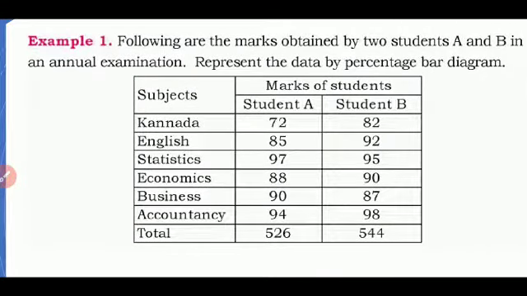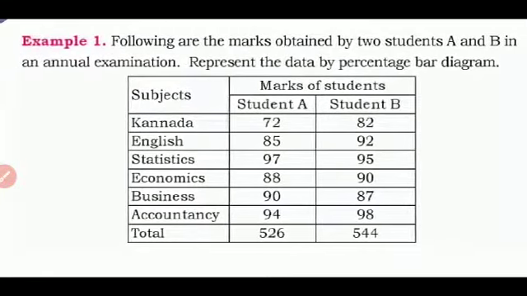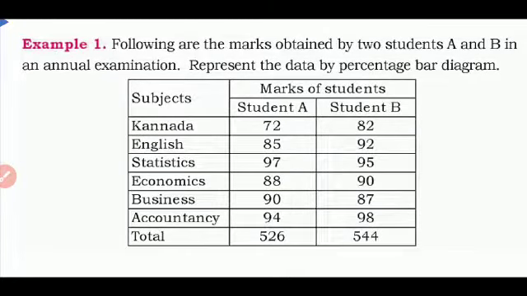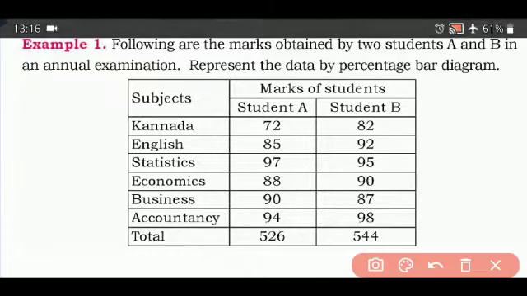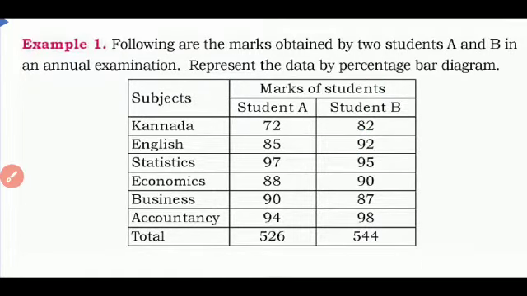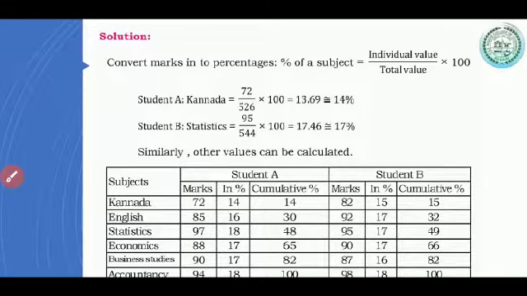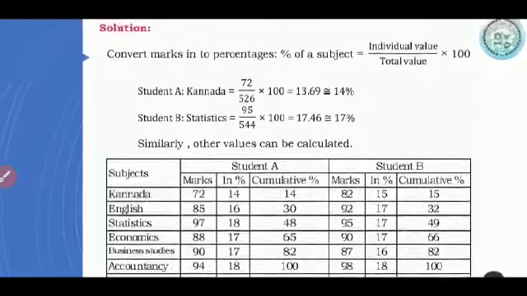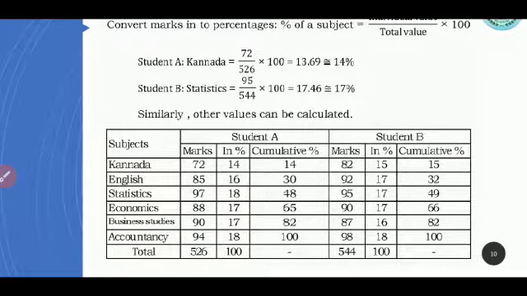Following are the marks obtained by two students A and B in an annual exam. Represent the data by percentage bar diagram. Now for student A you are going to do it separately, and for student B also separately. I hope the calculation is mentioned. What is the conversion of the marks into percentage? Individual value divided by the total value. One sample is given to you here.